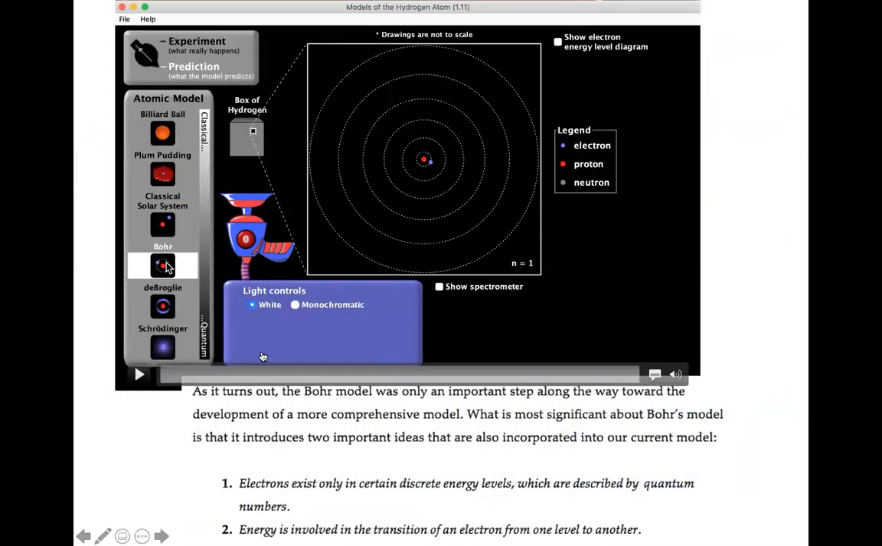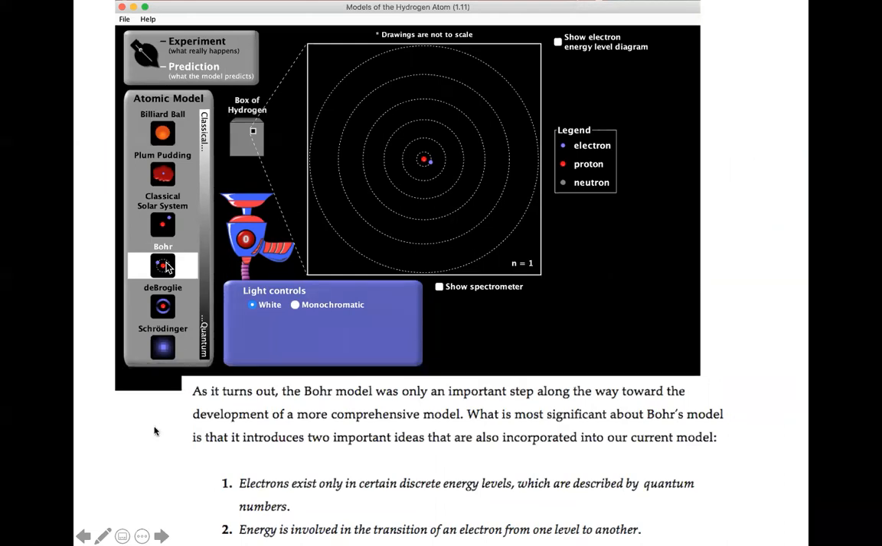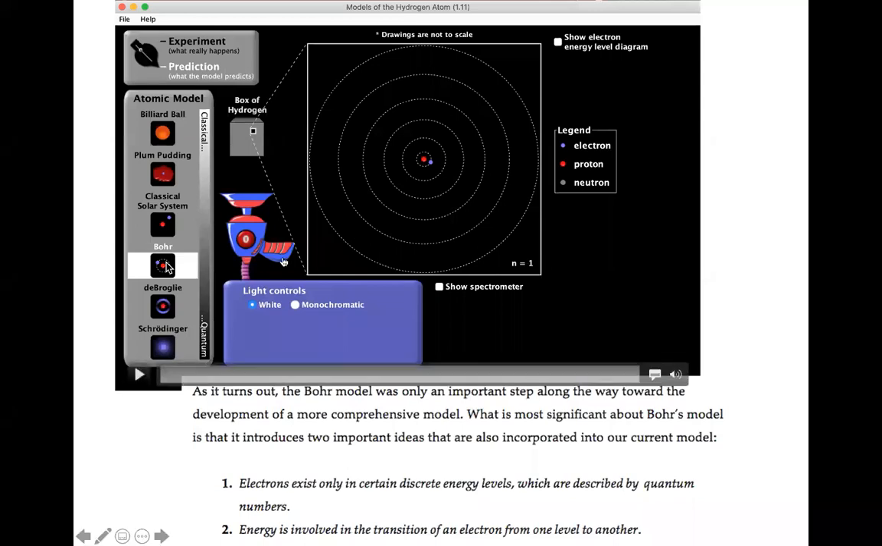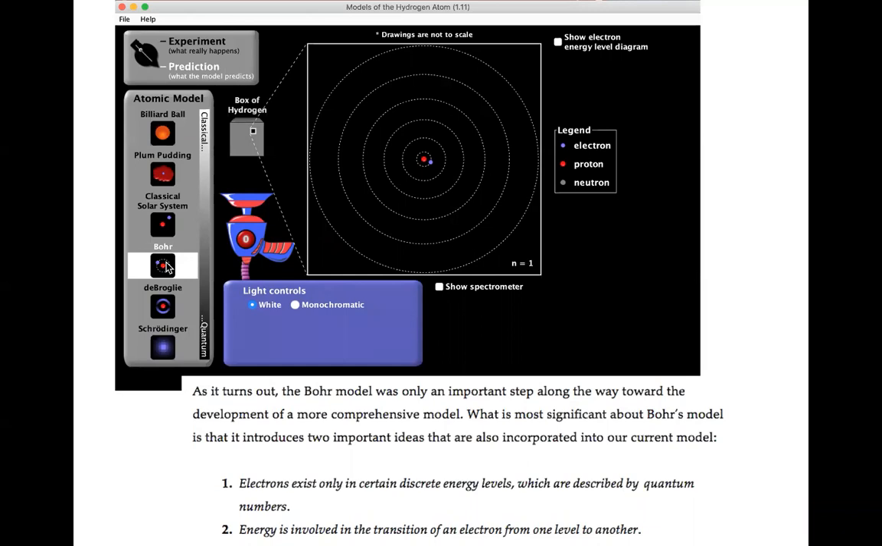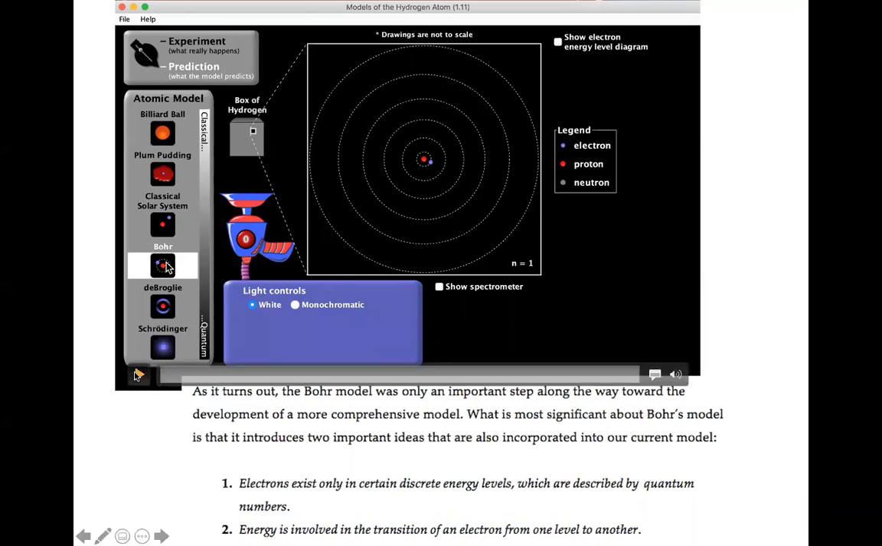Let me play for you here this aspect of the PhET sim and see if we can make sense of this. The features within this that we're going to use going forward, the Bohr model is not our final model, but we are going to retain the idea that the electrons exist in these discrete energy levels, which are described by quantum numbers. So as we look at the simulation, let's look for that. And also how energy is involved in the transition from one energy level to another.